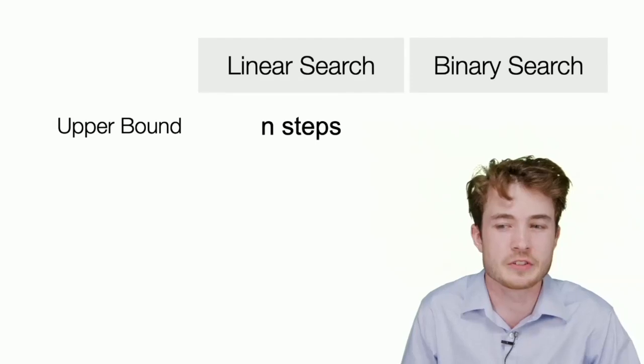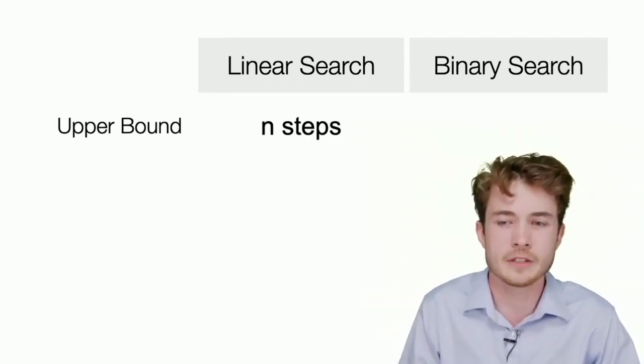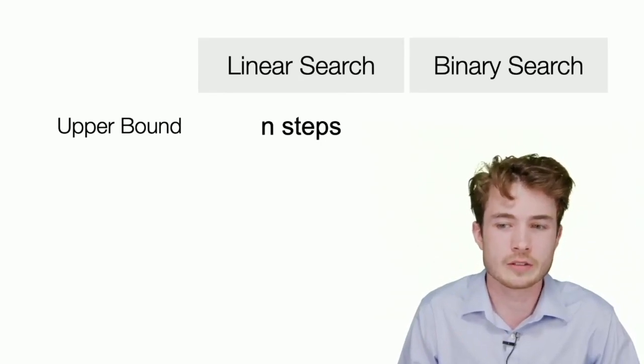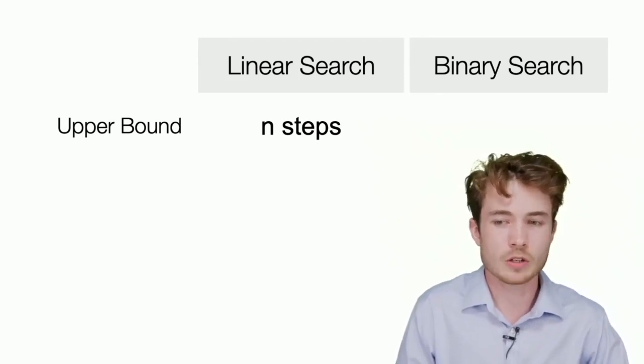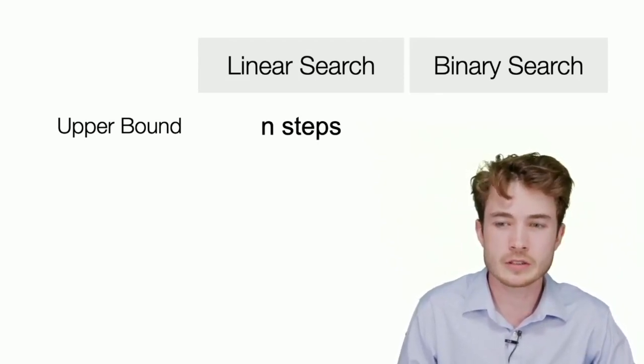But binary search, though, might be a little different because we're dividing the problem in half and half and half. And so what are we seeing now? OK, so I'm seeing maybe it takes n over 2 steps. And that's a little close. Any other ideas for how many steps binary search might take in this case?